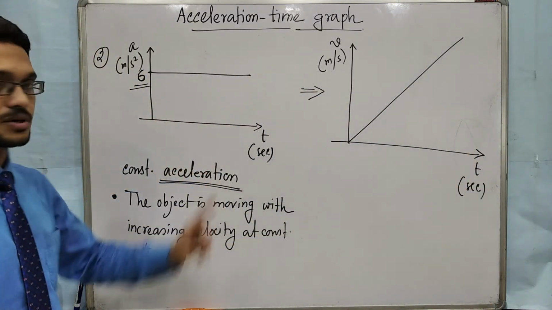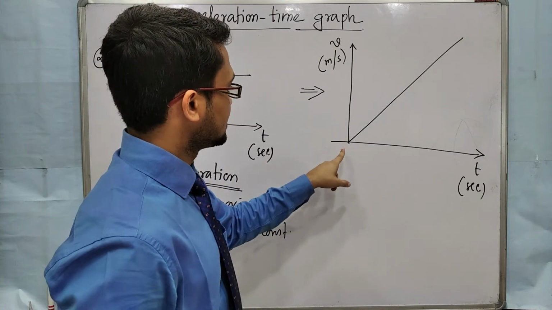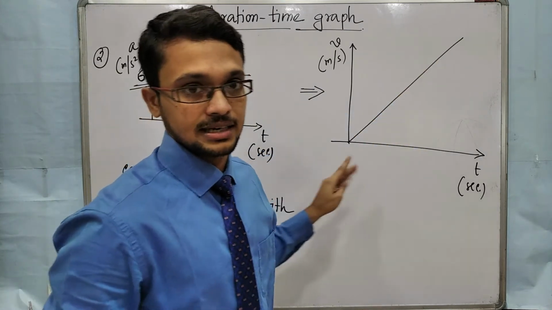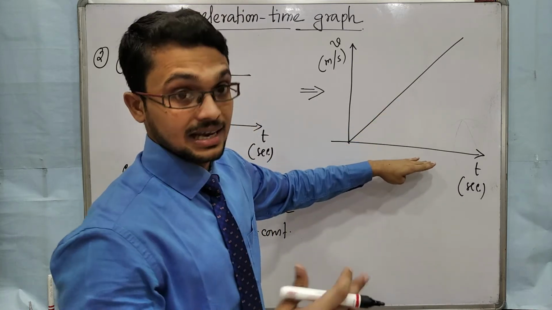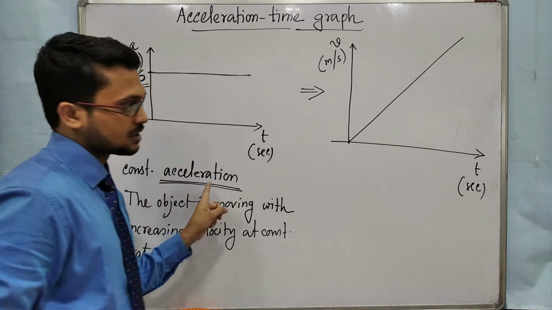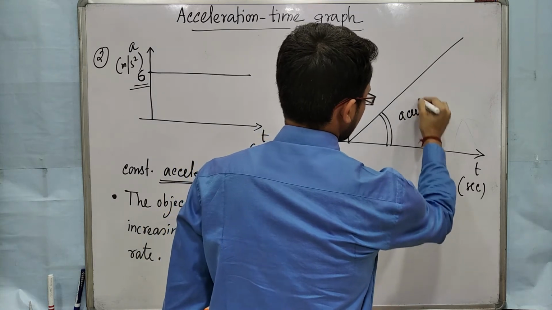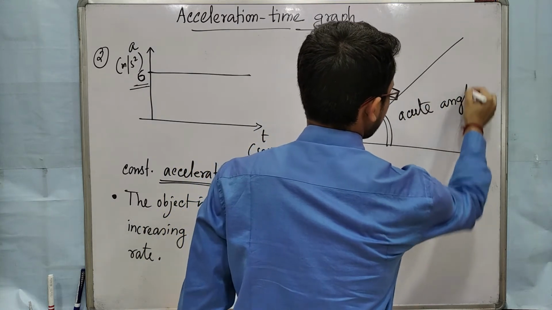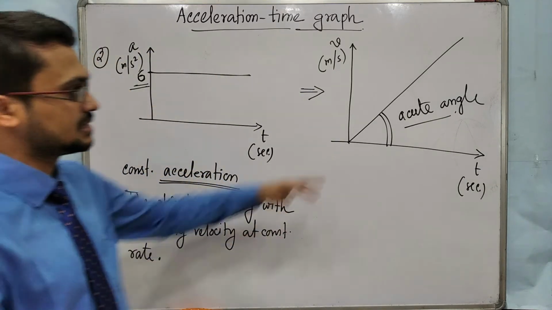passing through the origin, if the object starts from the origin, that is, at t equal to 0 the velocity equals 0. The curve will pass through the origin and be a straight line, and the line will make some acute angle with the positive time axis because it is accelerated motion. So this angle will be an acute angle. Acute angle means positive acceleration, velocity is increasing.